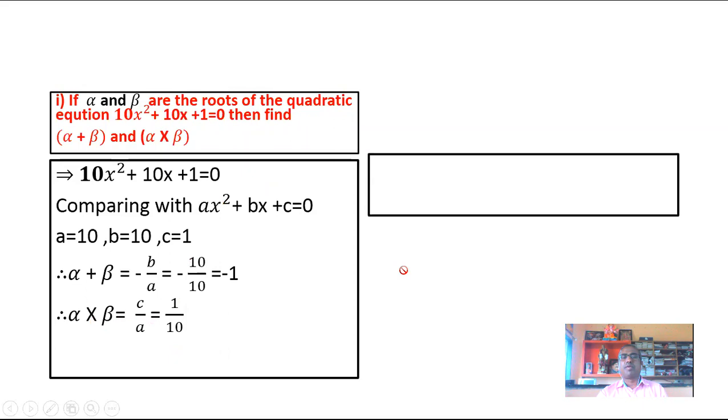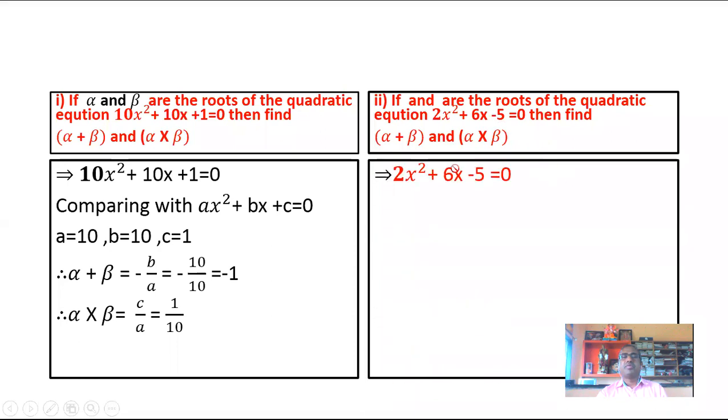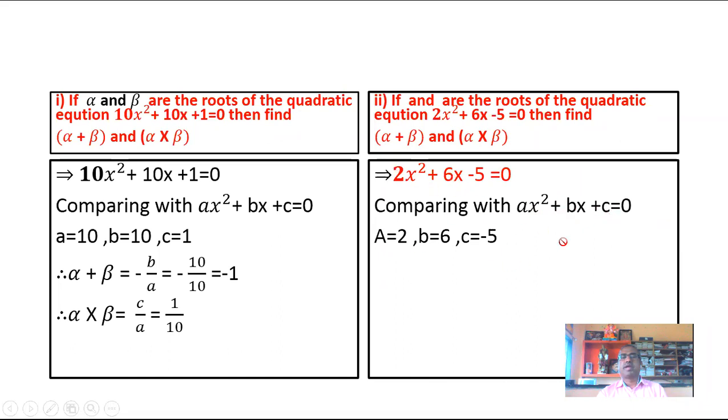Similarly, second problem: if alpha and beta are the roots of quadratic equation 2x square plus 6x minus 5 is equal to 0, then find alpha plus beta and alpha multiply beta. Given quadratic equation is 2x square plus 6x minus 5 is equal to 0. Comparing with ax square plus bx plus c is equal to 0, then a is equal to 2, b is equal to 6 and c is equal to minus 5.